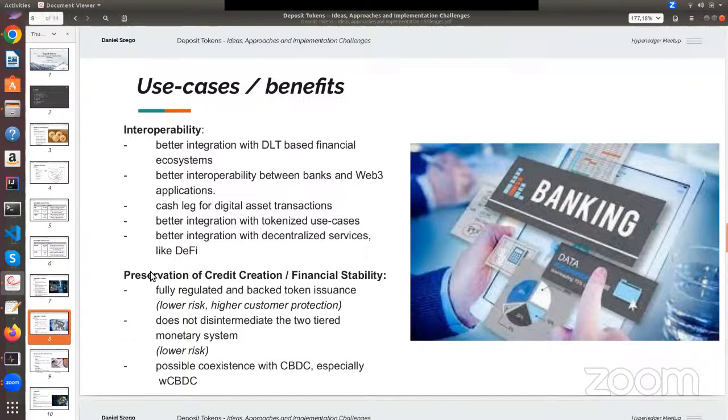One big benefit, basically, is that the deposit token preserves the credit creation, and it preserves the two-tier monetary system.